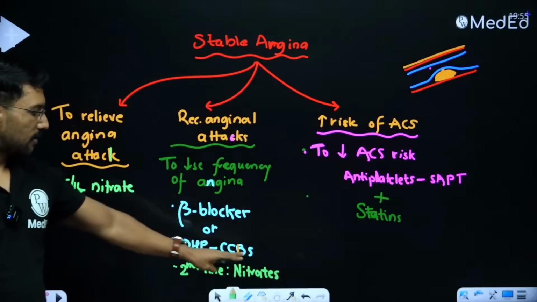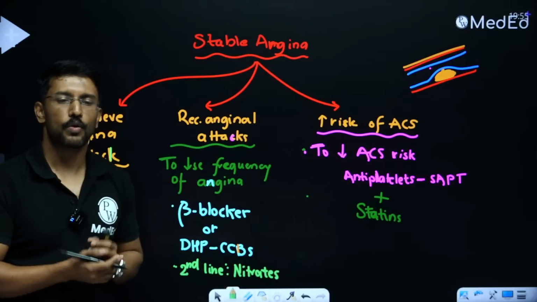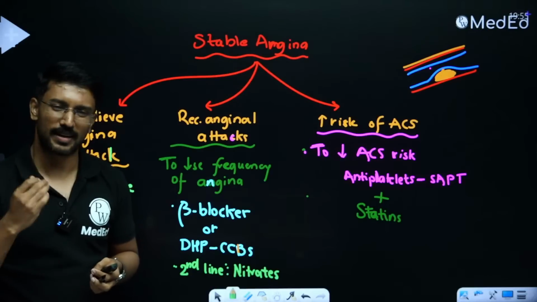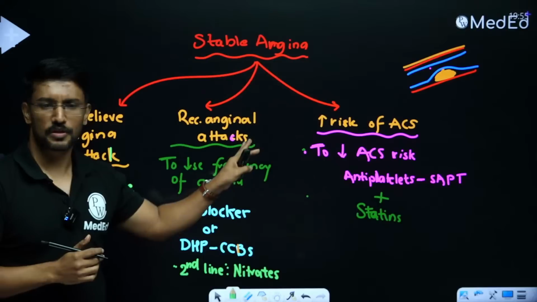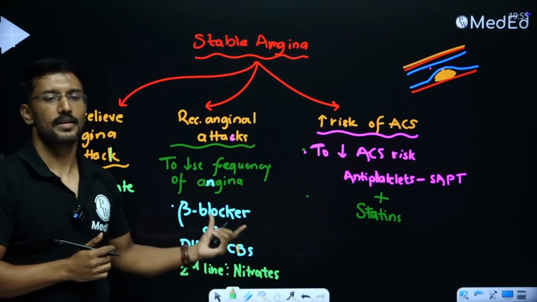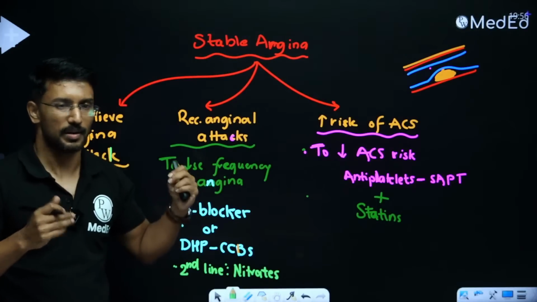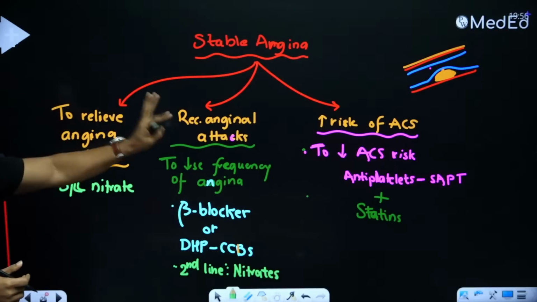Why am I not considering them as the first line agents? Because nitrates are not well tolerated. One of the common side effects of nitrates is that it causes vasodilatation. Vasodilatation in the brain triggers headache. So headaches are a bothersome side effect many patients don't tolerate. We will not get those side effects with the beta blockers or CCBs, and especially beta blockers also decrease the heart rate, so they decrease the myocardial oxygen demand, so they are indirectly beneficial, so they are going to be preferred, right?